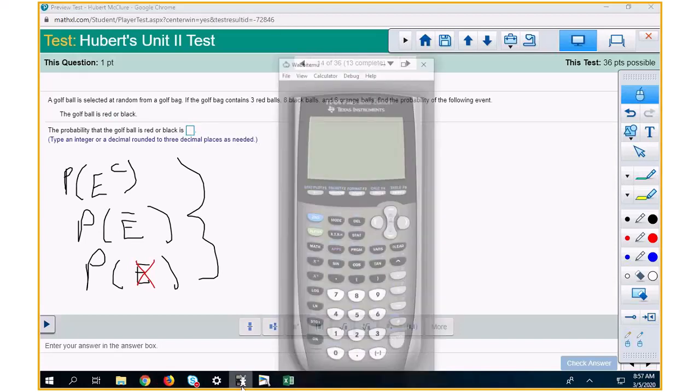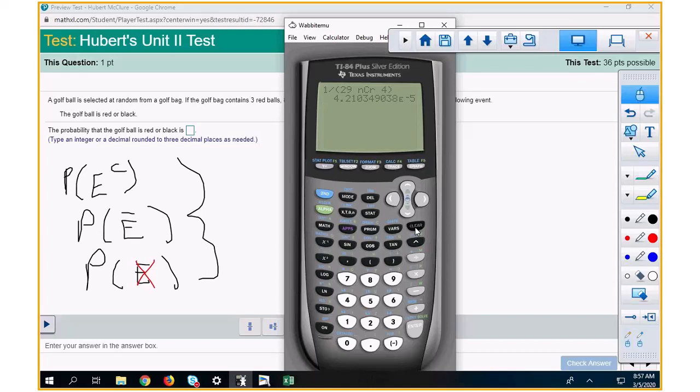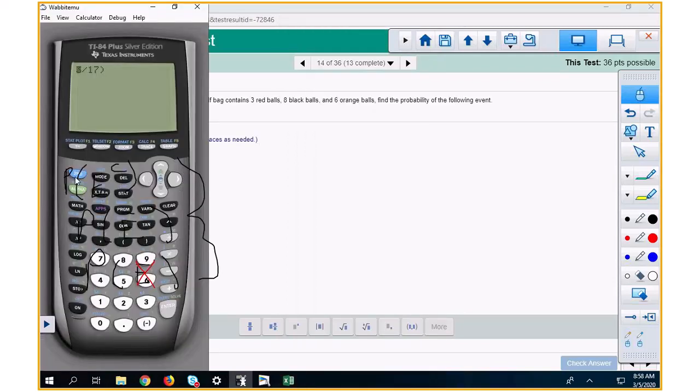Somebody do that for me? I'll do it. Let's see, 3 over 17. 3 divided by 17. I'm going to have to put that in parentheses. Times 8 over 17, right? 8 over 17, because you're only picking one ball. So you don't have to worry about replacement.